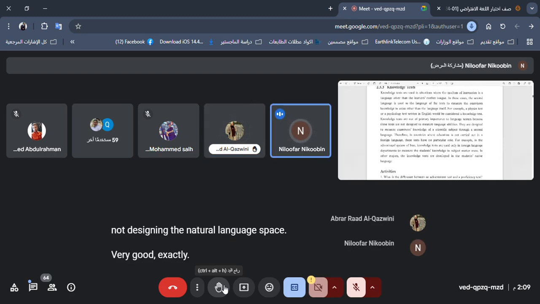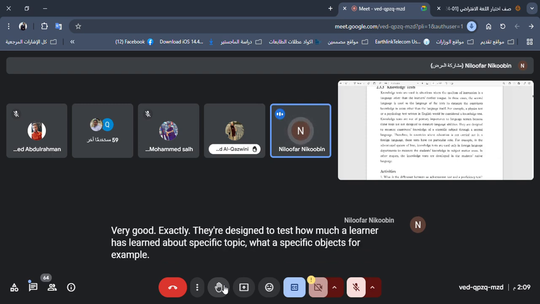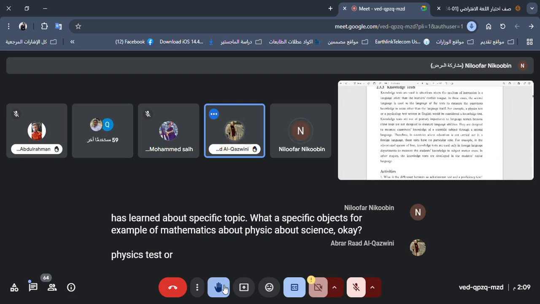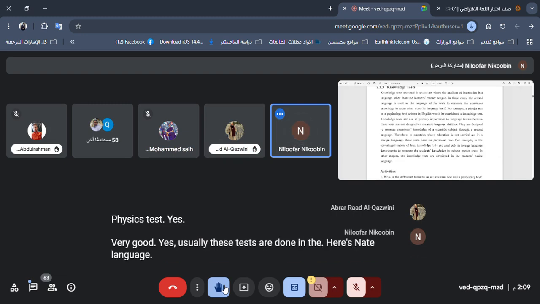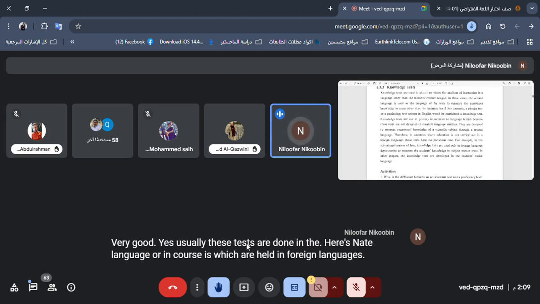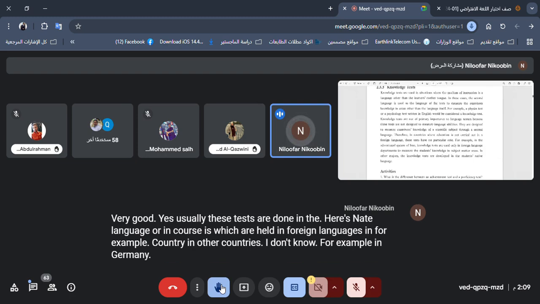Very good. Exactly. They are designed to test how much a learner has learned about a specific topic, about a specific subject. For example, about mathematics, about physics, about science tests. And usually these tests are done in the speaker's native language or in courses which are held in foreign languages, for example in Germany, in France, there are courses that are run in English.